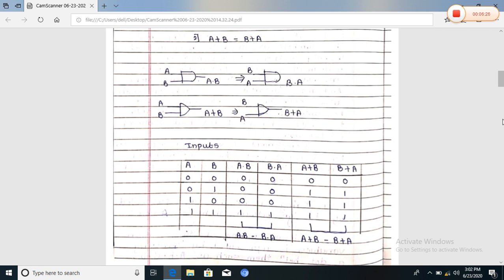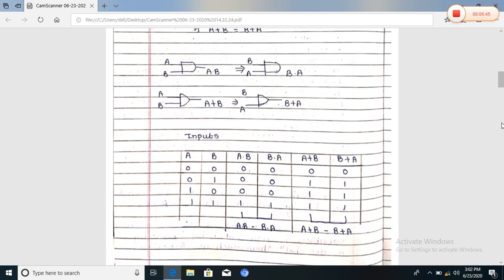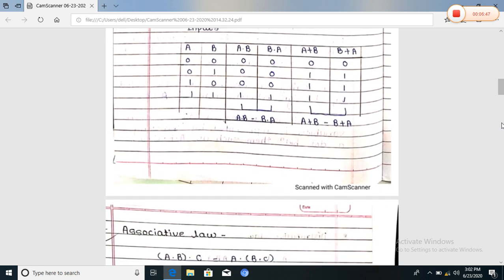Similarly, we prove the second term using the OR gate, A plus B or B plus A. The two columns in the truth table are the same, which is represented as A plus B is equal to B plus A. This is the first, the commutative law. Second is the associative law.